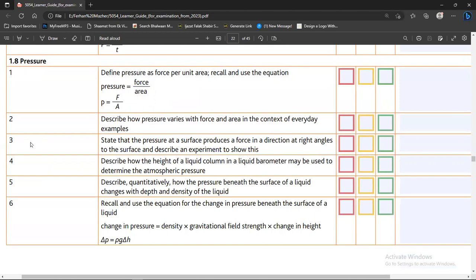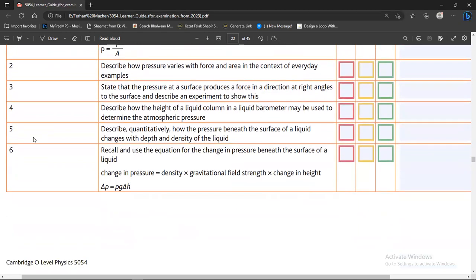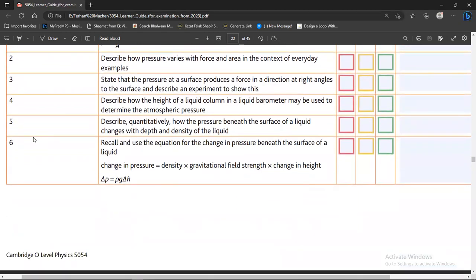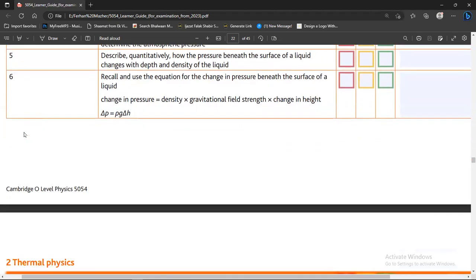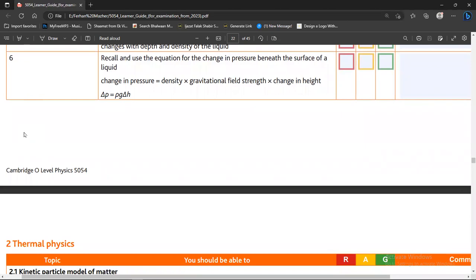Describe how the height of a liquid column in a liquid barometer may be used to determine the atmospheric pressure. Describe qualitatively how the pressure beneath the surface of a liquid changes with the depth and density of the liquid. Recall and use the equation for the change in pressure beneath the surface of a liquid. Change in pressure is equal to density multiplied by gravitational field strength multiplied by change in height. ΔP = ρgΔh.